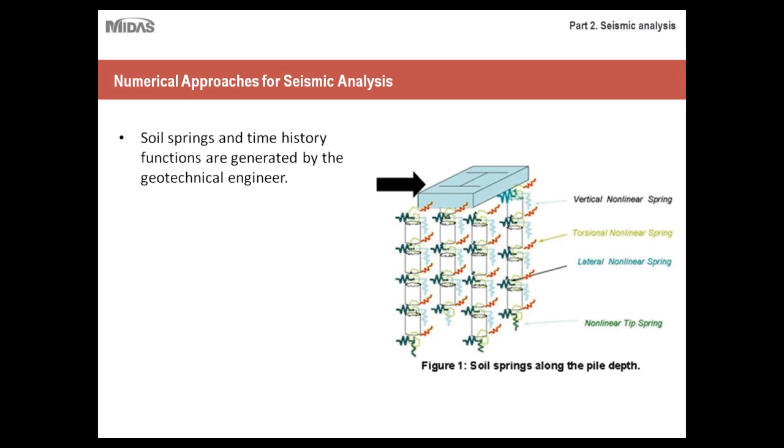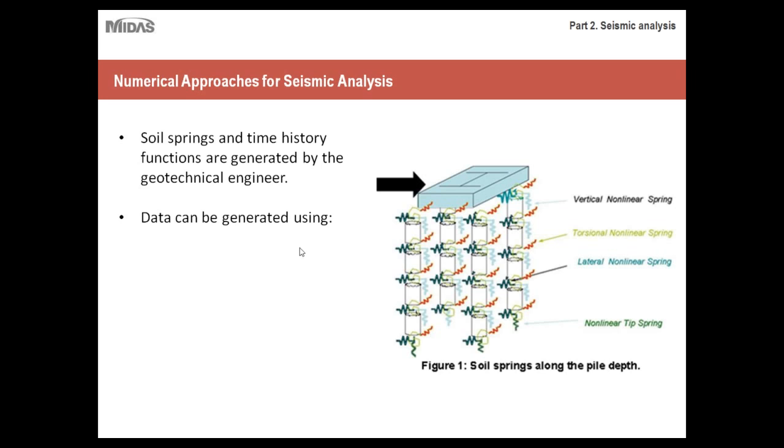And what you'd have to do is create a soil spring for the tips, for the lateral, to account for lateral behavior, for torsional behavior, and vertical behavior. So as you can see, it's a long process that requires a lot of attention to detail to model all of these springs. And then each of these springs, depending on the soil layer, depending on the type of earthquake you're modeling, would have its own time history function associated with it. That's what makes time history analysis so cumbersome and yet so accurate, because of this level of detail.